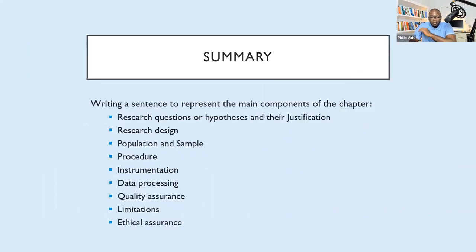A strategy is to write a sentence representing each of these components, one sentence, and then you can put them together and you get a summary, right? So it's so simple when you reach the summary part of the chapter.